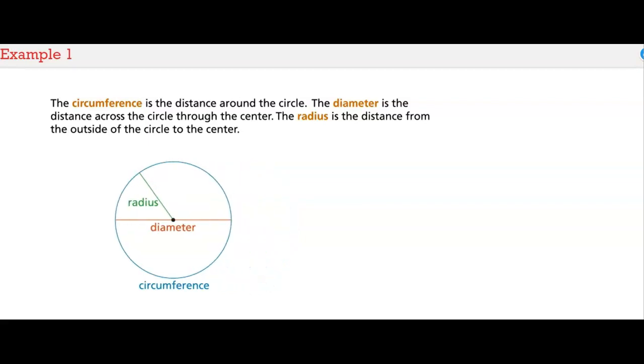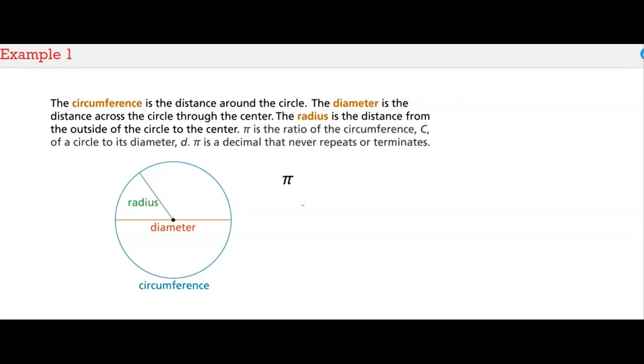The circumference is related to the diameter by a constant ratio. We use the Greek letter pi to represent this ratio. Pi is the ratio of the circumference c of a circle to its diameter d. Multiply both sides of the equation by d to express the relationship as a formula for the circumference. C equals pi times d.